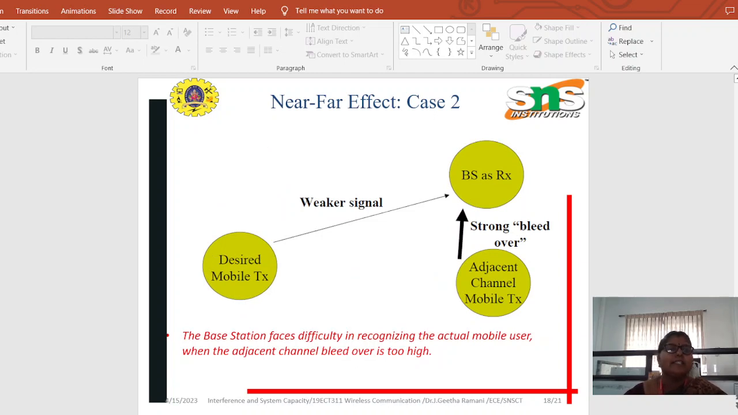In case 2, consider this is the desired mobile transmitter and this is the actual receiver. But the connectivity is by means of a weaker signal, whereas another transmitter nearby to the receiver provides a stronger signal. So ultimately this signal could be received by the receiver instead of the desired one. This is also another case of the near far effect. So in the first case, we cannot connect with the required receiver. In the second case, we cannot receive from the required transmitter.